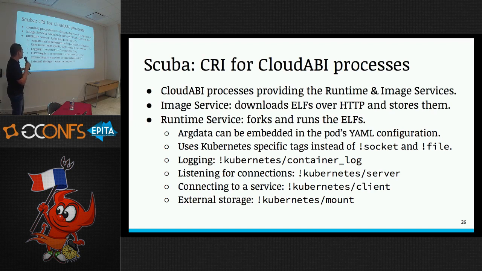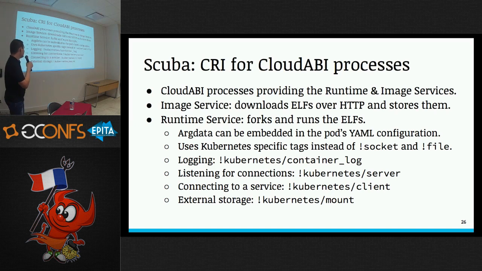So for example, there's a tag called kubernetes/container_log. If you place this one in the YAML file, the process basically gets a pipe in which it can write, and everything that's written in there ends up in a container log. For networking, I've also added various tags like kubernetes/server and kubernetes/client, where you can say, this is a program that needs to be started with a networked service. So this will hand over sockets to the program on which they can do networking.